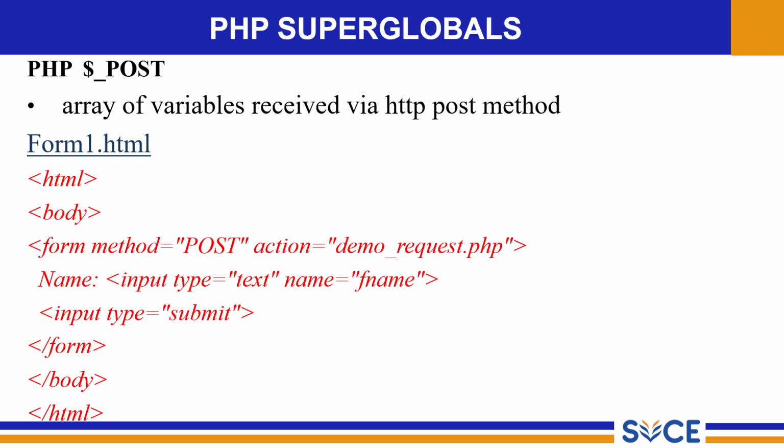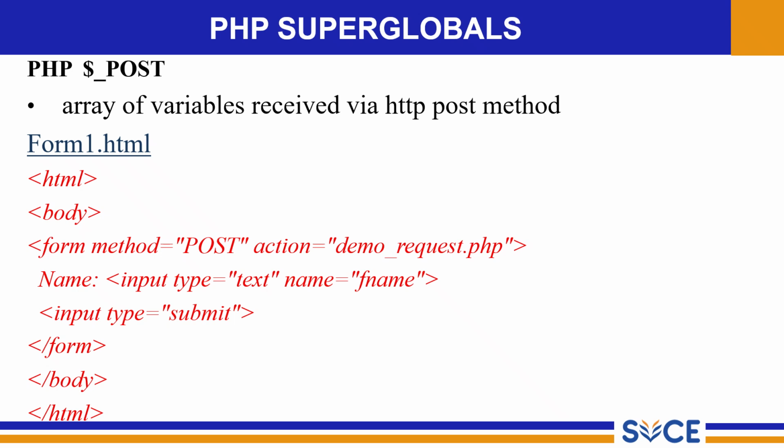Next, we will see about the POST global variable. In PHP, $_POST is a super global variable used to collect data sent through the HTTP POST method, typically from HTML forms. $_POST is an associative array that stores key value pairs, where the keys correspond to the name attributes of the form elements and the values are the data entered by the user.